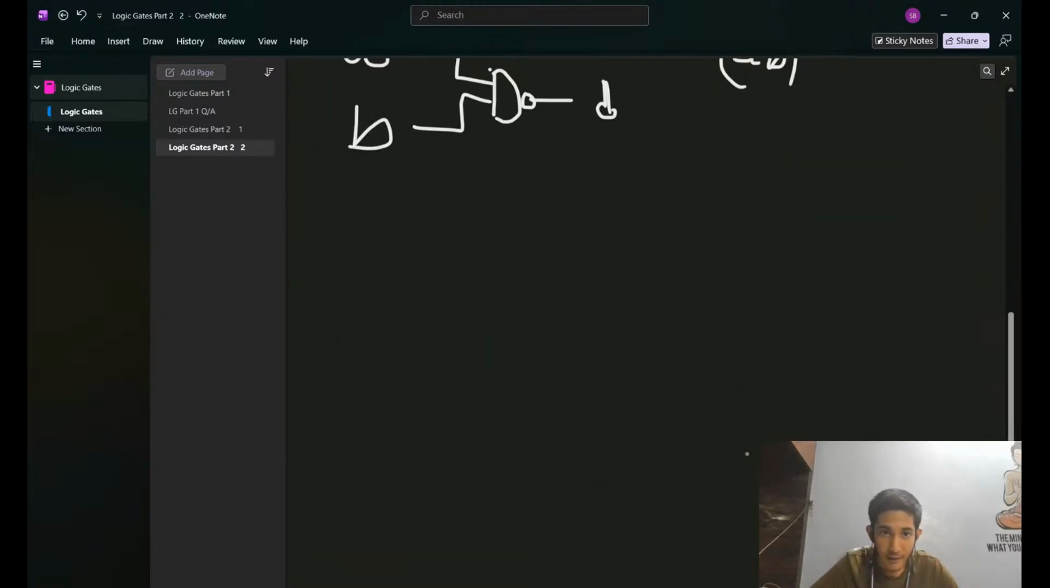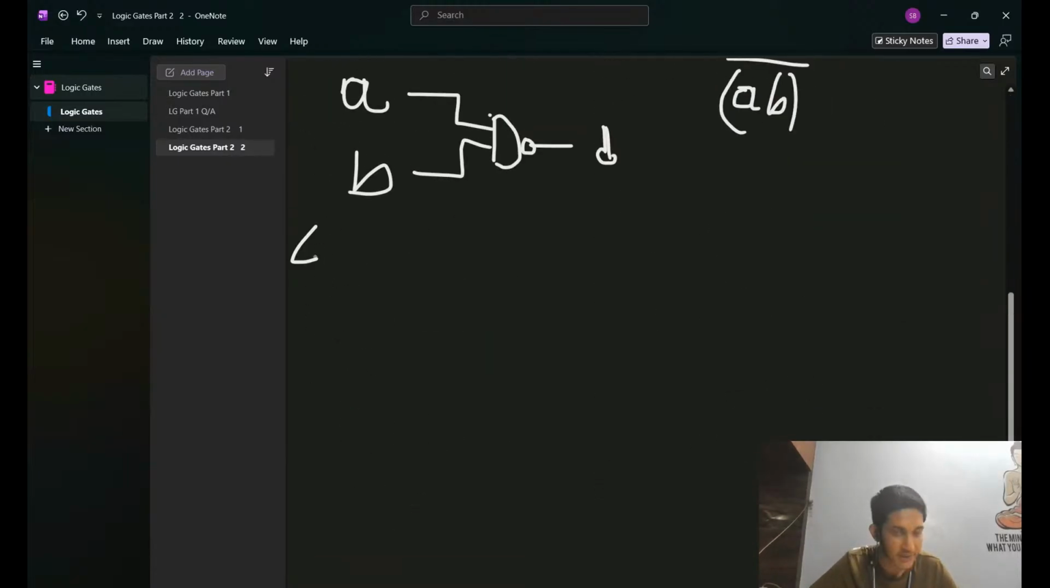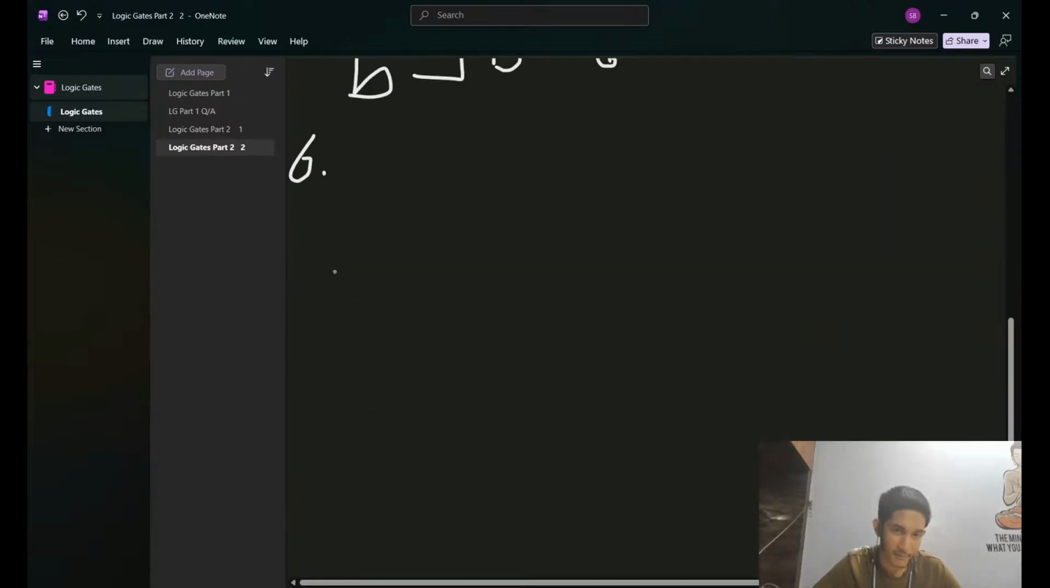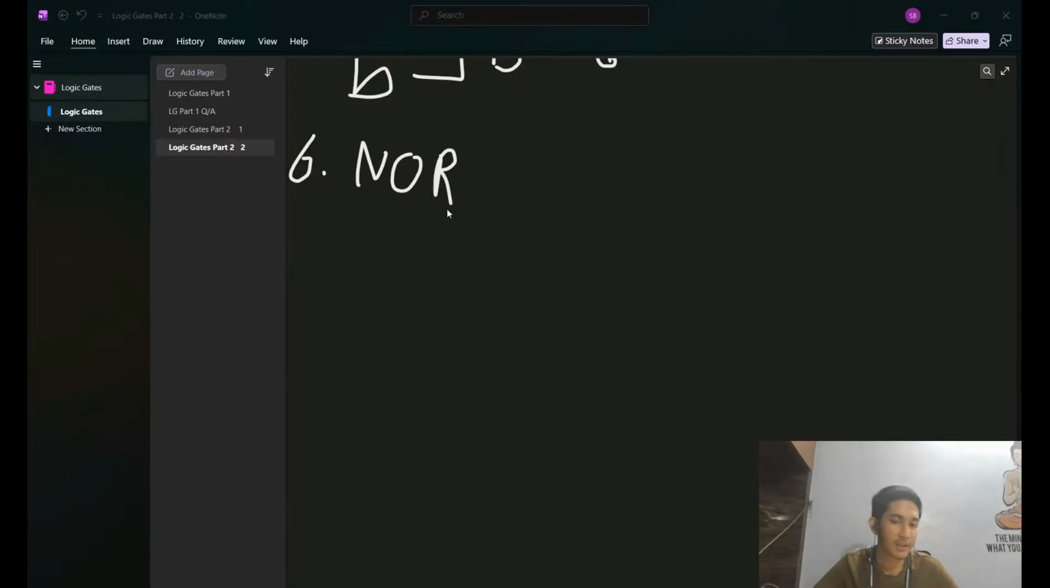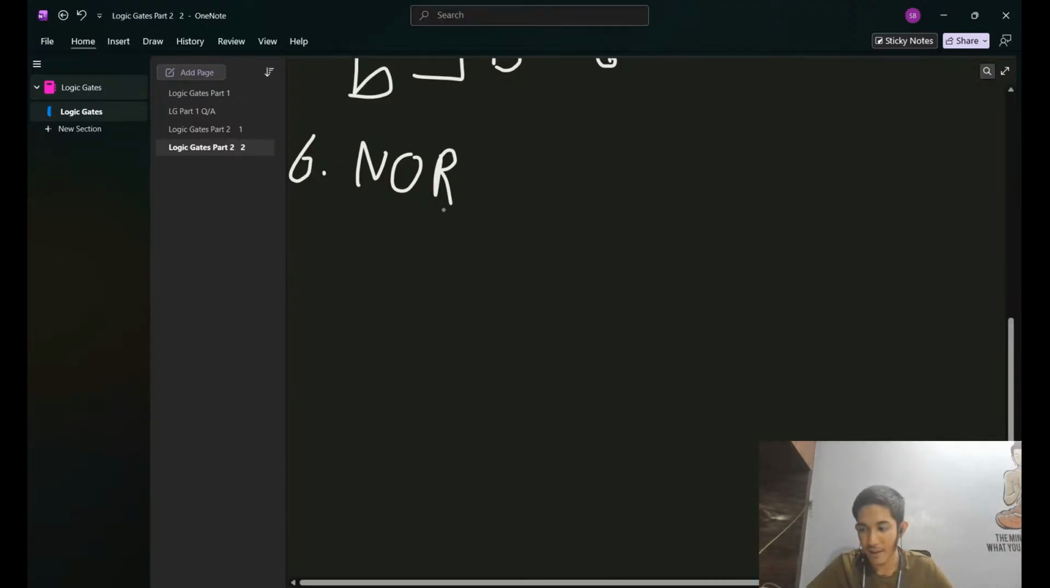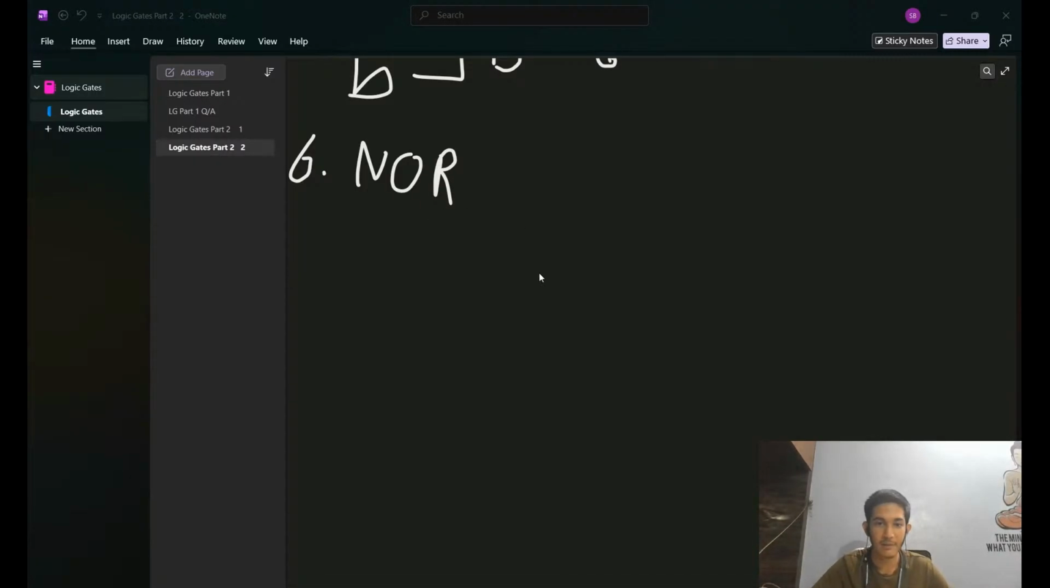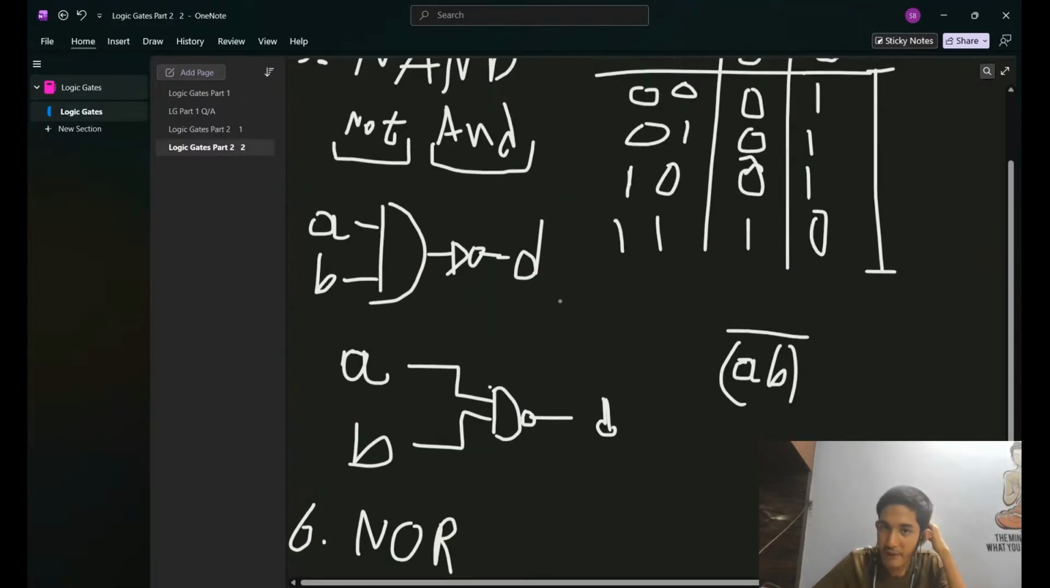Okay. So now the sixth one is similar to NAND, or I hope you can guess it already. It's the NOR gate. Now this is similar to NOT OR in English, but I'll not really focus on that now. I'll really focus on what it's trying to say.